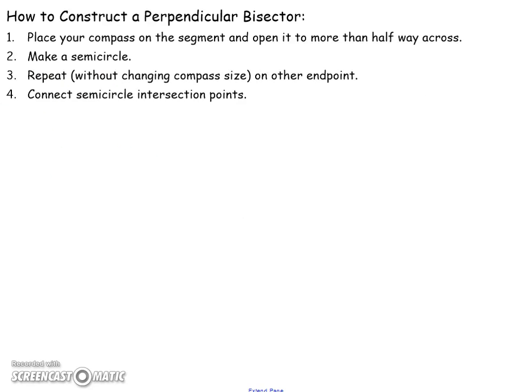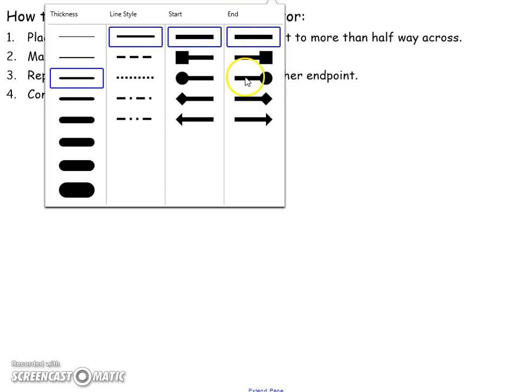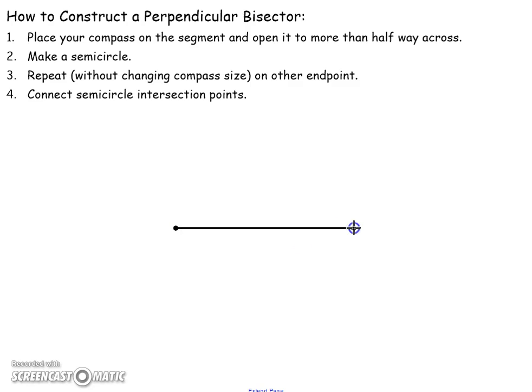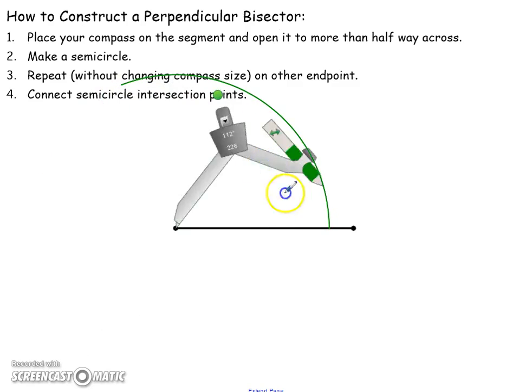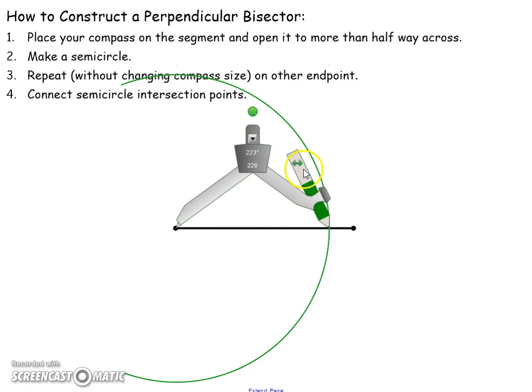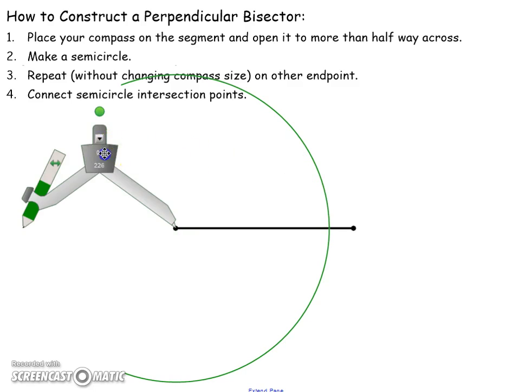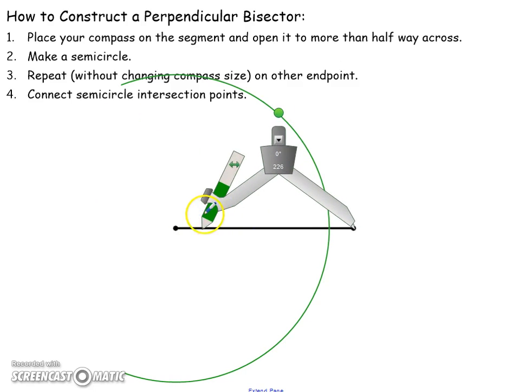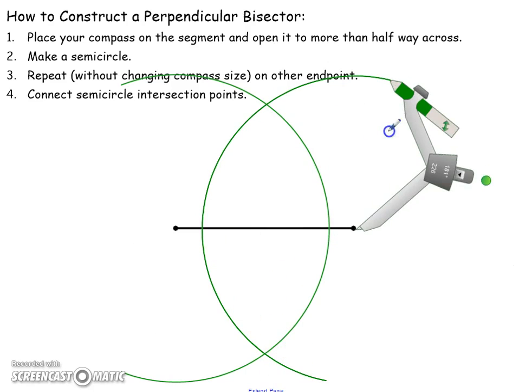Constructing a perpendicular bisector, we need to start with a specific segment length. It does not work with lines. So a segment would have endpoints. Perpendicular means I'm going to make it into a 90-degree corner, but bisector means I'm going to cut it in half. So I'm going to take my compass, place it on one endpoint and go more than halfway across and make a semicircle. And I will flip my compass around and repeat on the other endpoint without changing the compass size.